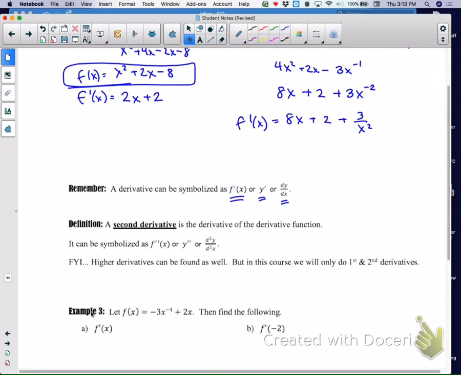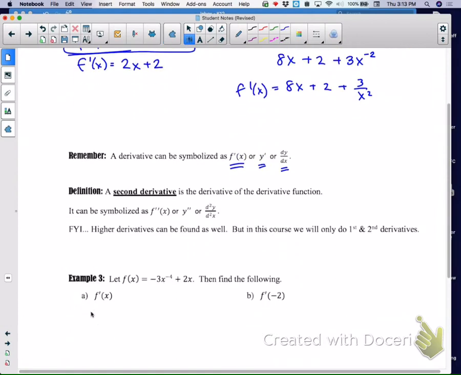Okay. All right. So a definition of a second derivative is the derivative of the derivative. So you can symbolize that as f double prime, y double prime, or d squared y over d x squared. There are higher derivatives. You can do a third derivative, a fourth derivative, whatever, but we're only going to be doing first and second.